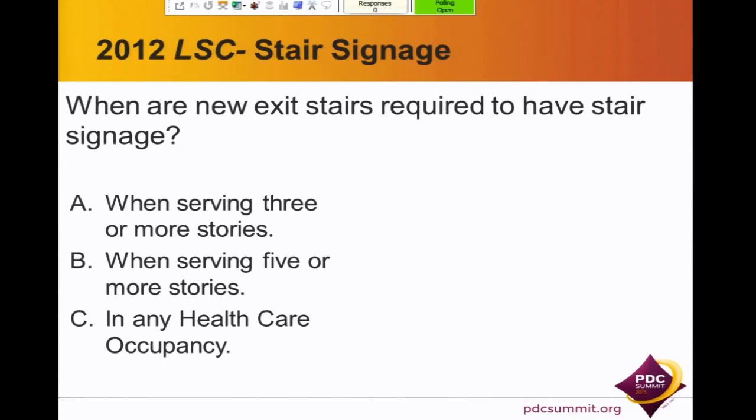When are new exit stairs required to have stair signage? This is a sign that indicates what stair you're in and so forth. We'll close the polling in just a moment.